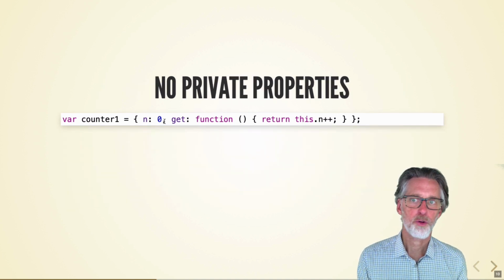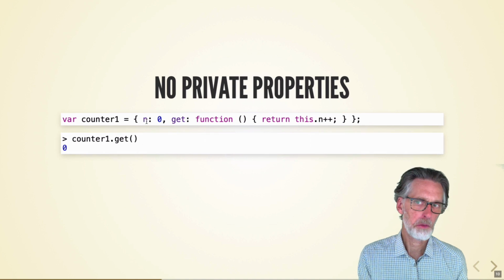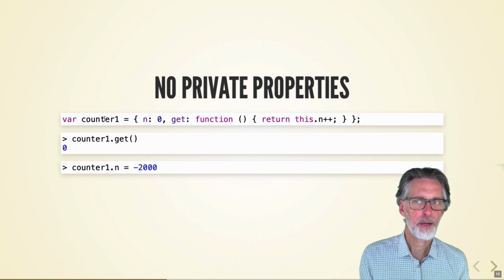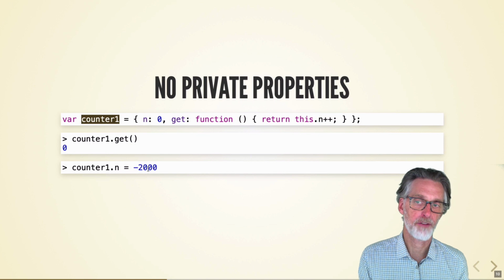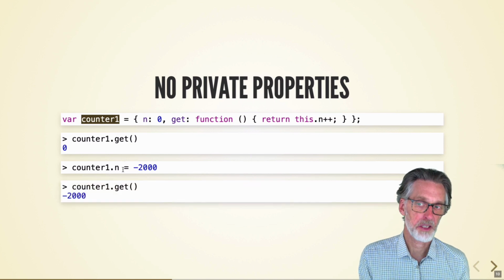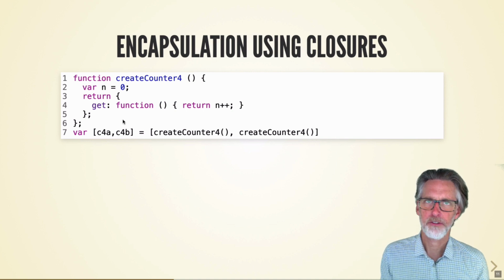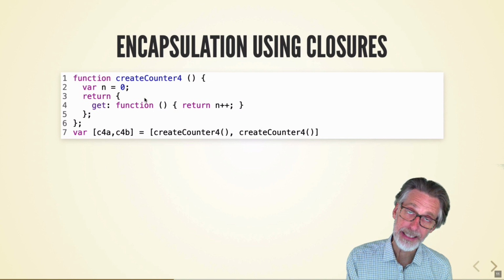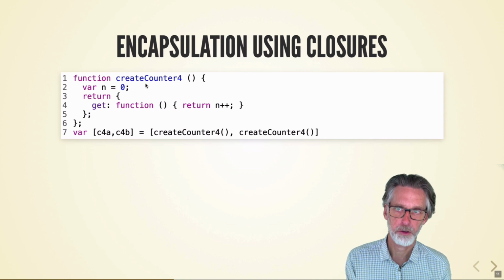JavaScript doesn't have private properties. So although this counter works as I expect, it has some features I may not want. For example, anybody who has a reference to this counter can update in to an arbitrary value, after which point the counter will proceed from there. So how do we achieve the effect of private state in an object? Well, in JavaScript, it's done using closures.